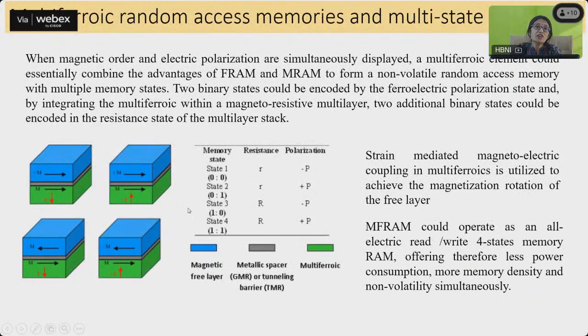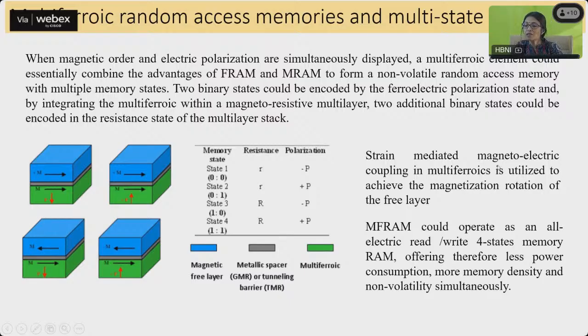Then you can also have multiferroic random access memory and multi-state memories. We spoke about FRAM. When magnetic order and electric polarization are simultaneously displayed, a multiferroic element could essentially combine the advantages of ferroelectric RAM and magnetic RAM to form a non-volatile random access memory with multiple memory states. Two binary states could be encoded by the ferroelectric polarization state, and by integrating this multiferroic within a magnetoresistive multilayer, two additional binary states could be encoded in the resistance state of the multilayer stack. So basically, instead of having two levels, you now have four levels.